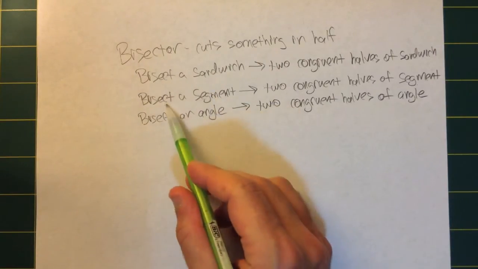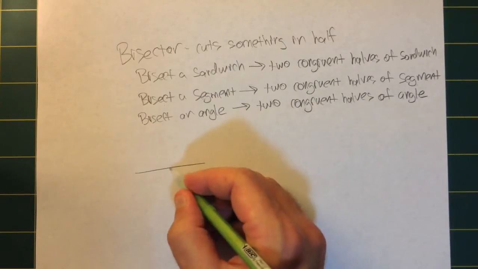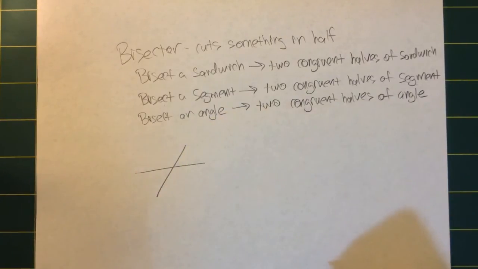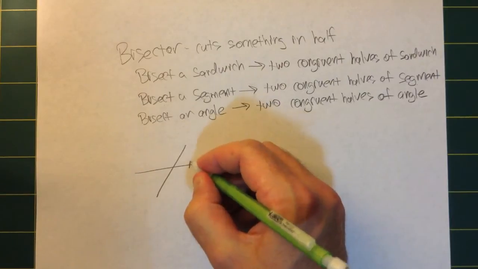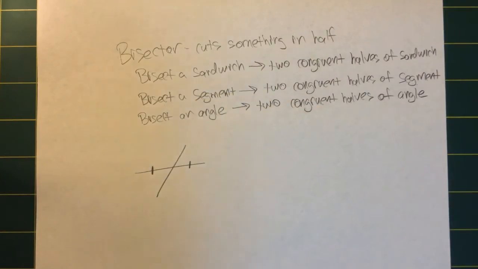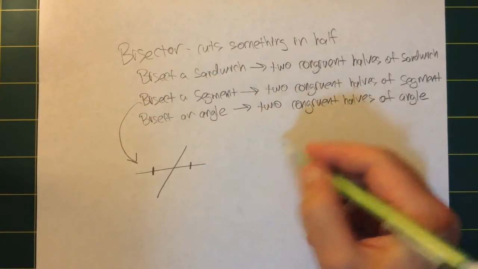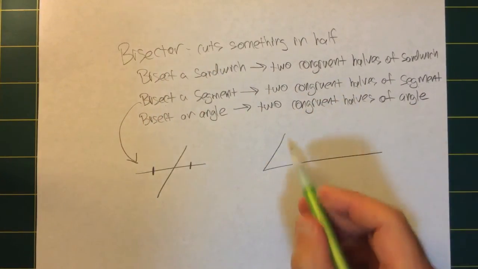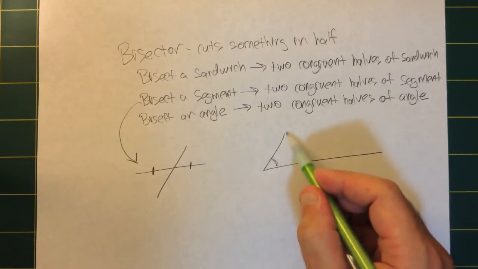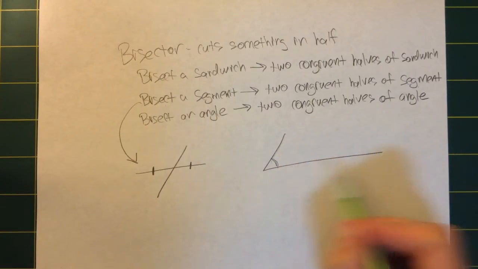If a segment got bisected, the segment got cut in half and I get two congruent halves of the segment. If an angle got bisected, like this is an angle right here. You see how this side and this side are very different lengths?